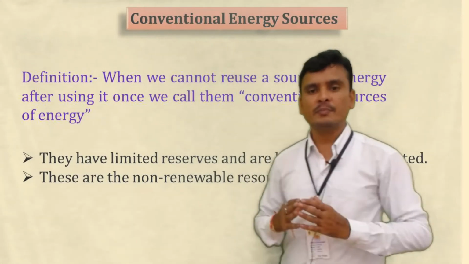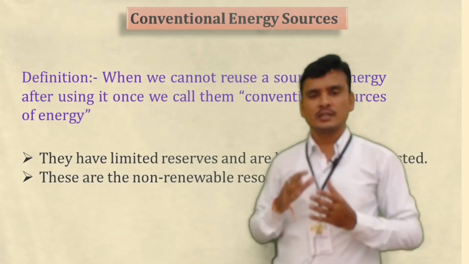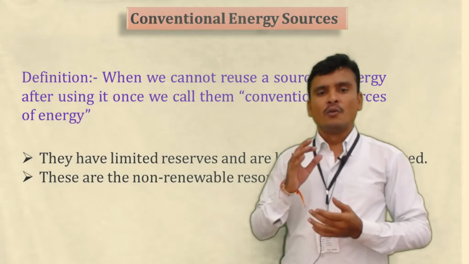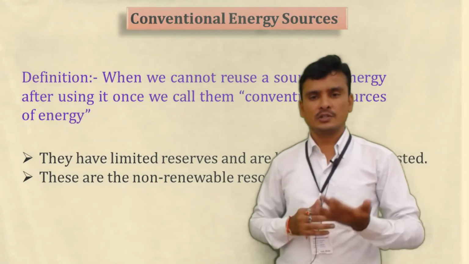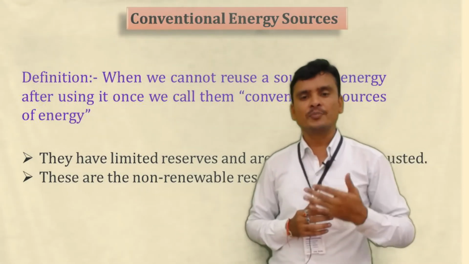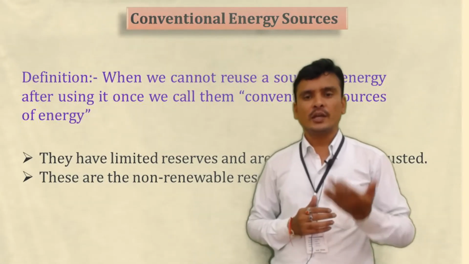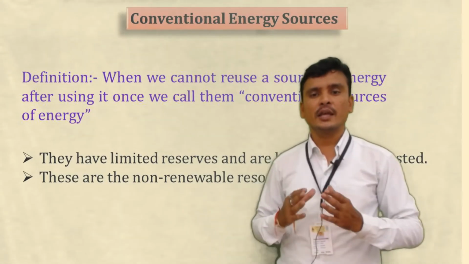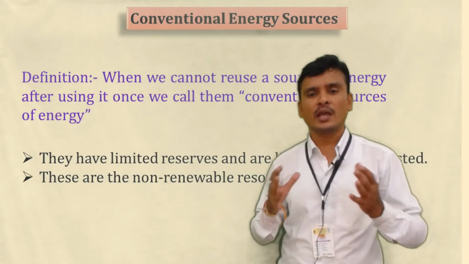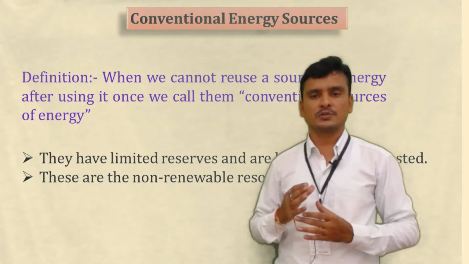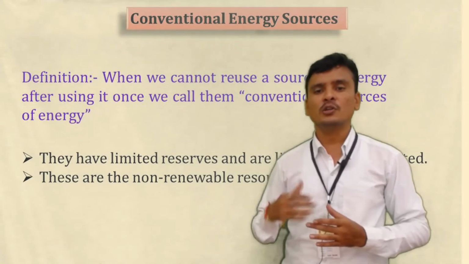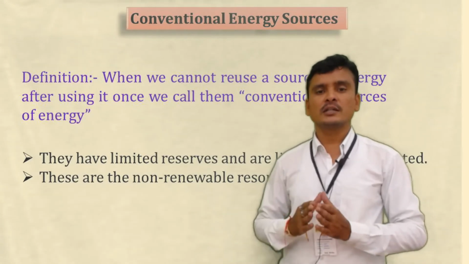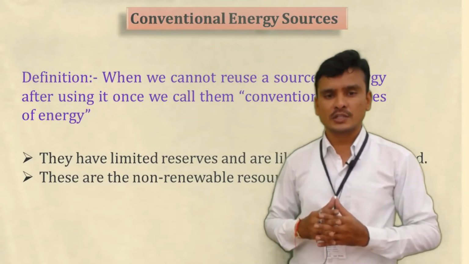Now what is meant by conventional energy sources? Its definition is that when we cannot reuse a source of energy after using it, it is called the conventional energy sources. Means once we have used that power resource, we cannot use it again. So it is known as the conventional energy sources.